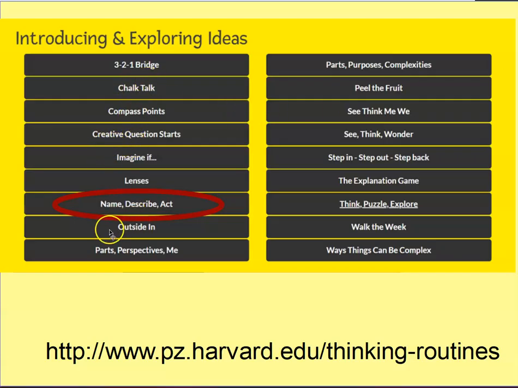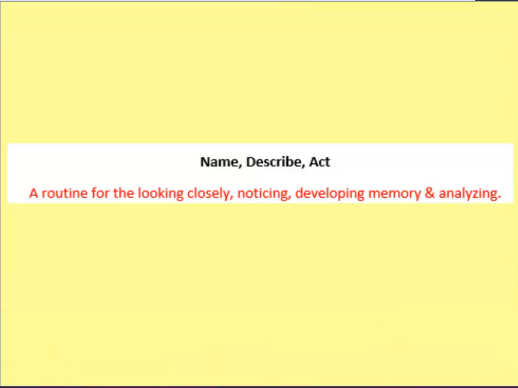Today we are looking at Name, Describe, Act, which is part of Introducing and Exploring Ideas. It's located here, and the link is in the description, pz.harvard.edu/thinking-routines. So you notice it's right here in Introducing and Exploring Ideas. That's the only place it is. We don't get many of these. Sometimes they double them up. Name, Describe, Act. A routine for looking closely, noticing, developing memory, and analyzing.